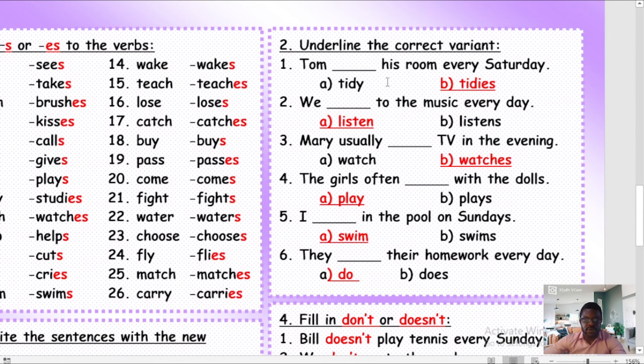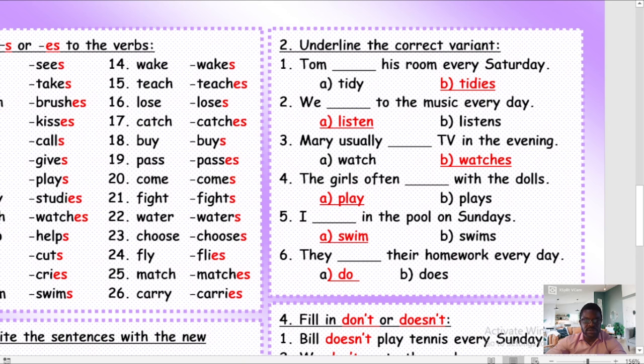So as you can see, we add s or es to the verbs. We've got see, to see someone, you add s. Take, you add s. But when you have number 3, brush, it ends with sh. Brushes, you have to add what? Es. Kiss ends with double s. You've got to add es to make it kisses. Call, calls. I'm going to call you. Number 5, number 6, give, gives. You just add s to it.